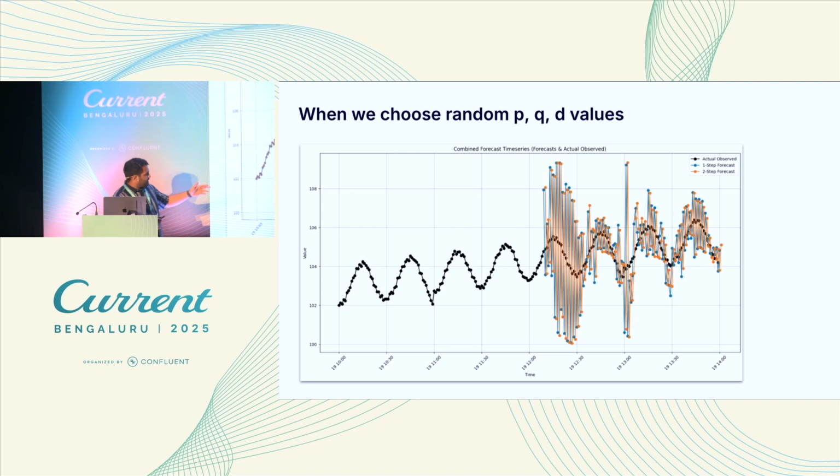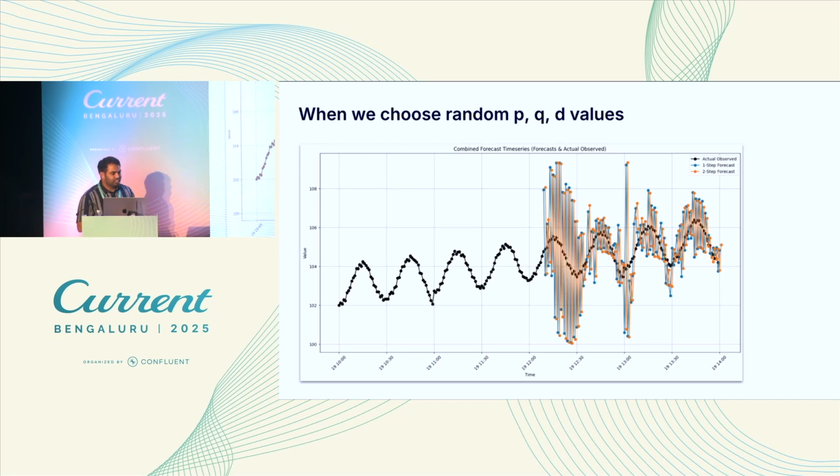So going back to our example of choosing the right PQD values, which is the most important thing for ARIMA. When it comes to ARIMA, picking the right PDQ is crucial. If you understand your data really well and you're able to tune them manually, that's great. But what happens if you don't? And this is what happens.